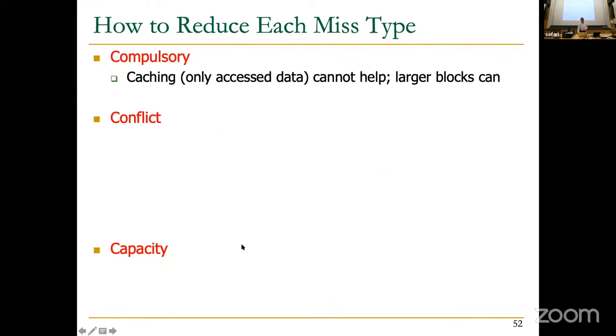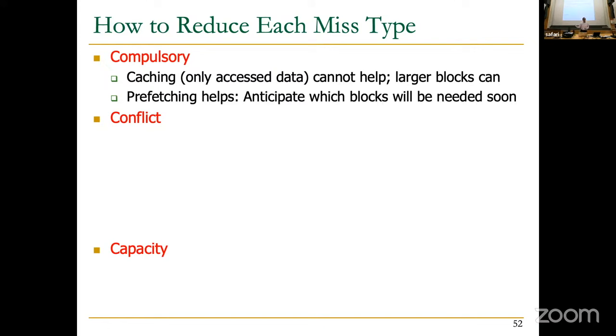Okay, so how do you reduce each miss type? Compulsory: caching only accessed data doesn't help, basically, because caching says, I access the data, I'm going to re-access it again, I'm going to cache it. So you need to do something else. You can have larger blocks. Larger blocks can actually eliminate compulsory misses that occur with smaller blocks, right? That's possible. But what we're going to discuss tomorrow, prefetching, actually helps. The idea is to anticipate what you're going to need next and prefetch into the cache, as opposed to waiting for the processor to access it.